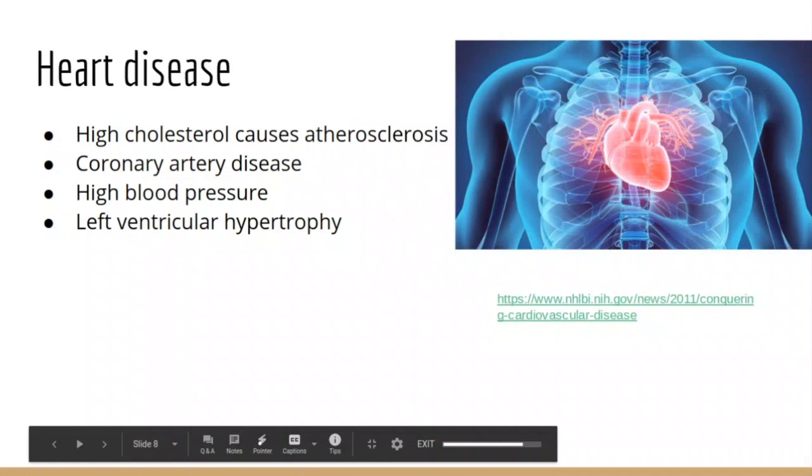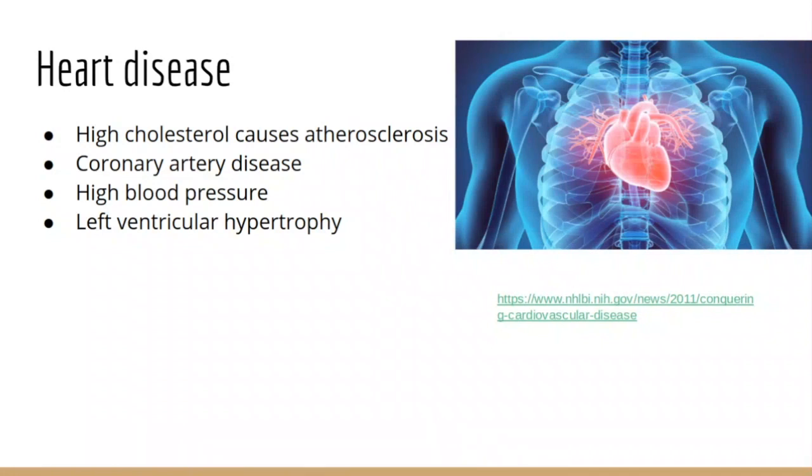Another key contributor to Anna's death was heart disease. Heart disease is a number of different things that will affect your heart. Anna had high cholesterol, which causes atherosclerosis, and atherosclerosis is when fat and cholesterol build up in the arteries and cause the artery to narrow. This can completely block off blood flow. She also had coronary artery disease, which is the narrowing and blockage of the coronary artery, which is located on the heart.